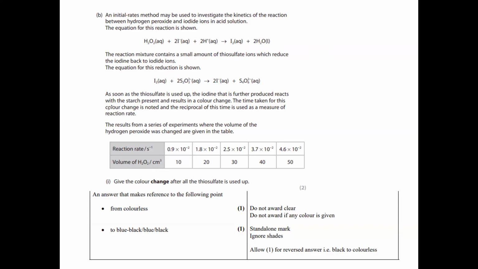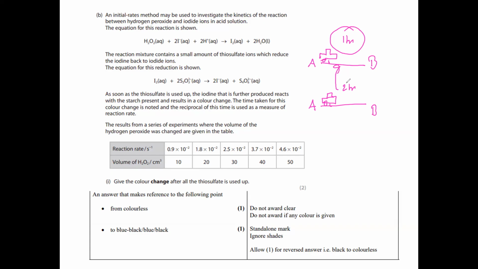Right. The time taken for this color change is noted, and the reciprocal of this time is used as the measure of the reaction rate. That's another thing. If two vehicles are going from point A to point B, it's the same distance. So if I want to compare the speed of these two vehicles, let's take one vehicle goes in 1 hour, the second vehicle goes in 2 hours. Since they are traveling the same distance, I can assume that this time tells you which vehicle is faster. I can tell the vehicle which takes 1 hour is faster, roughly twice as fast as the second vehicle.